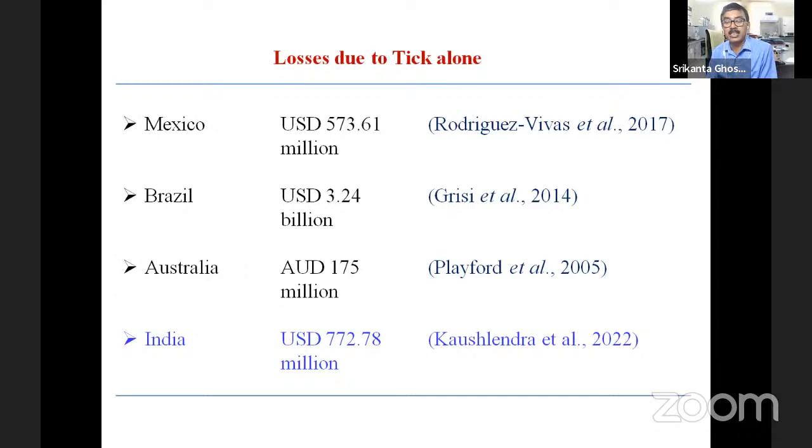Here, I have given the loss in economic impact due to ticks alone in four countries. For India, you can see that it is a very high value, and when you add tick-borne diseases, it is crossing 900. So this is the scenario. For that reason, it is very important. We are losing this high value from our economy.